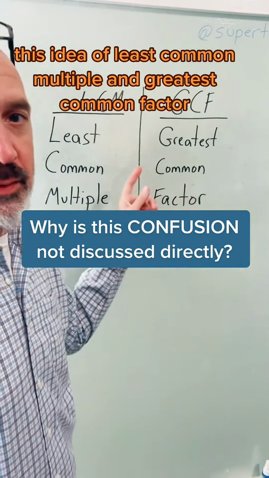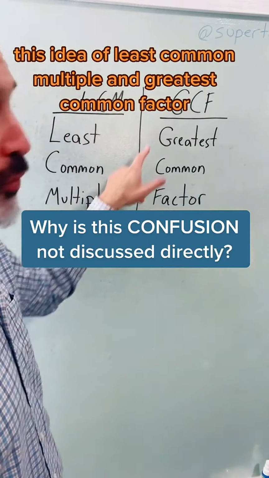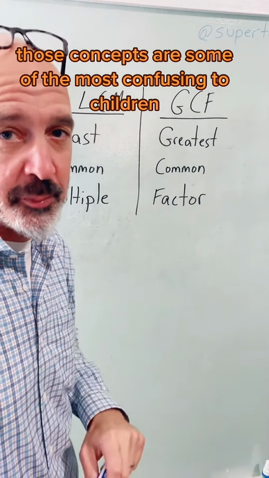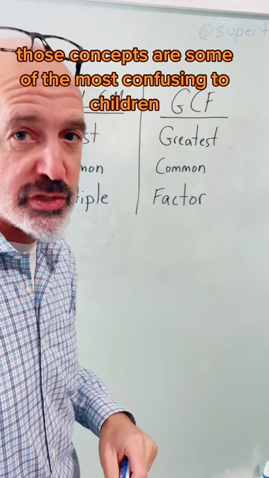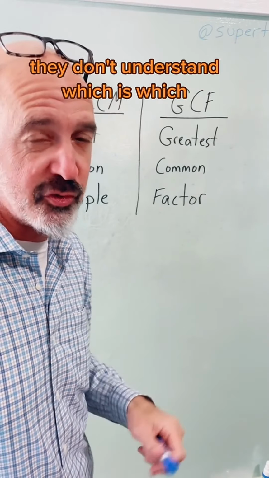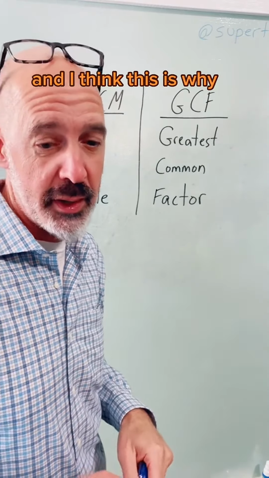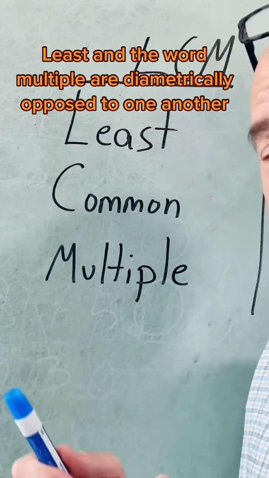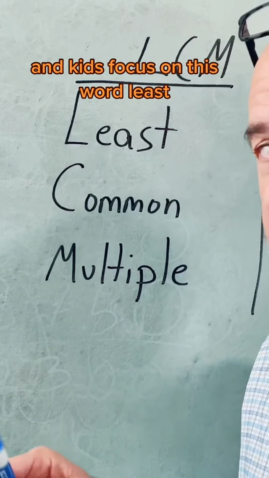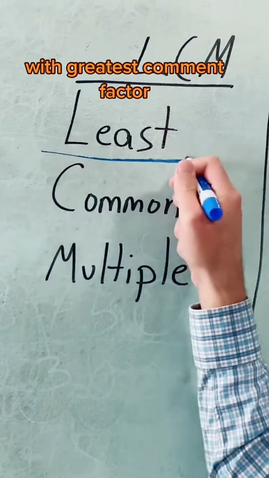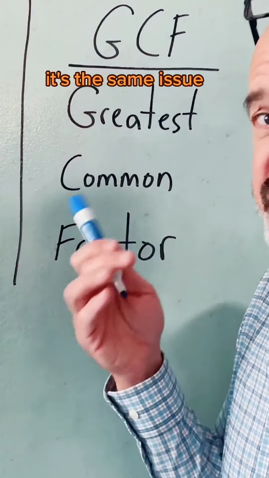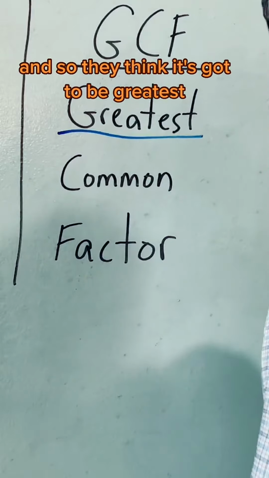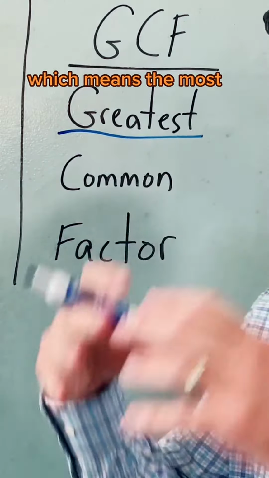This idea of least common multiple and greatest common factor, those concepts are some of the most confusing to children. They don't understand which is which, and I think this is why. The word least and the word multiple are diametrically opposed to one another, and kids focus on this word, least. With greatest common factor, it's the same issue. Kids focus on the word greatest, and so they think it's got to be greatest, which means the most.